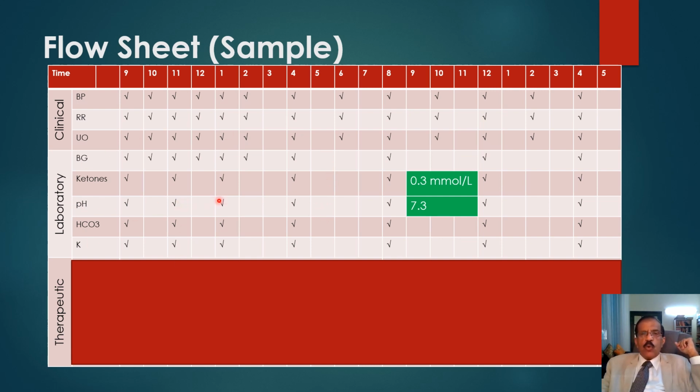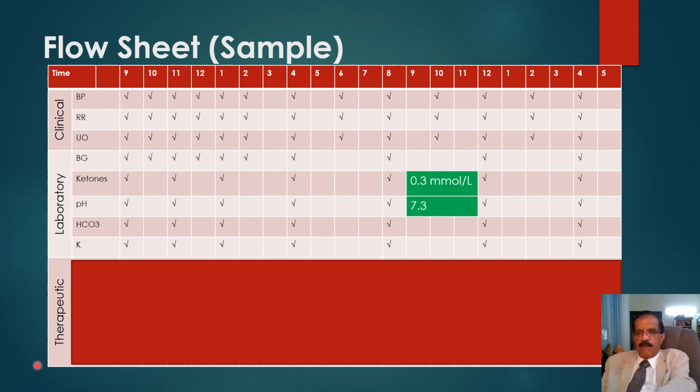And once ketones have come to less than 0.3 millimoles per liter, and once pH is 7.3, we officially say that the ketosis is resolved. The patient may still have a deficiency of fluids, may still need some potassium, and some treatment would continue, but the diabetic ketoacidosis has resolved once pH has become 7.3 and serum ketone levels have dropped to 0.3 millimoles per liter. This is marked as green.